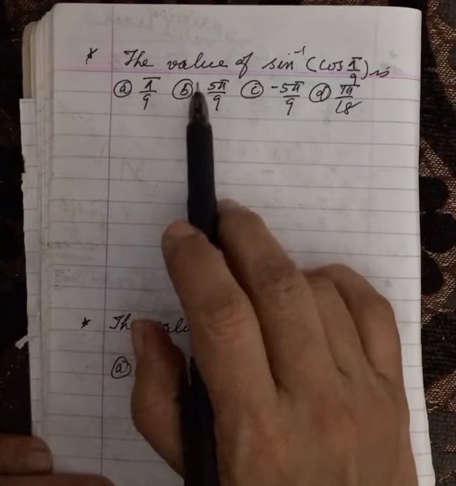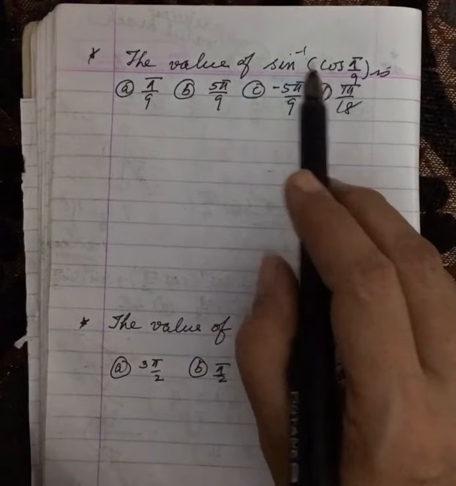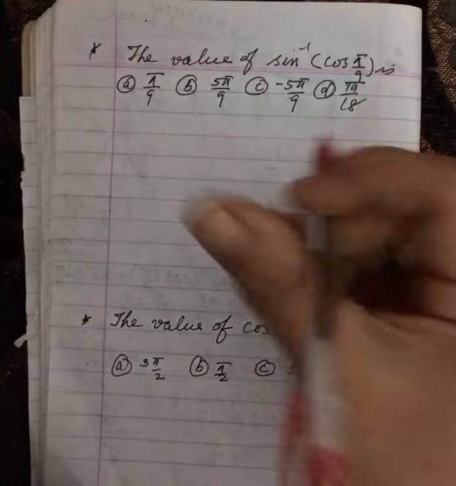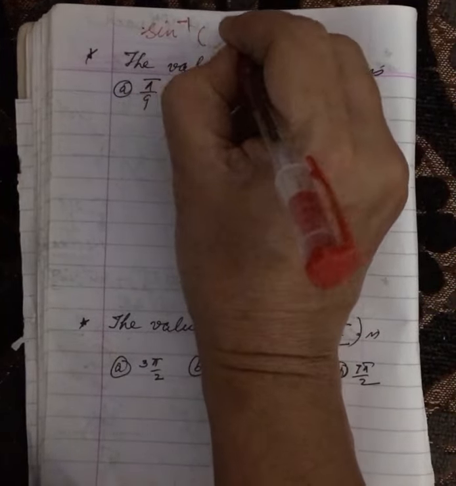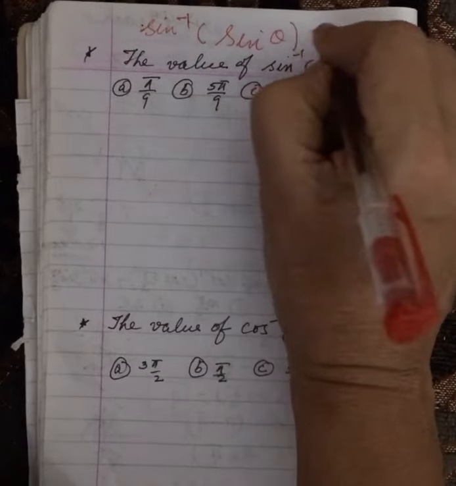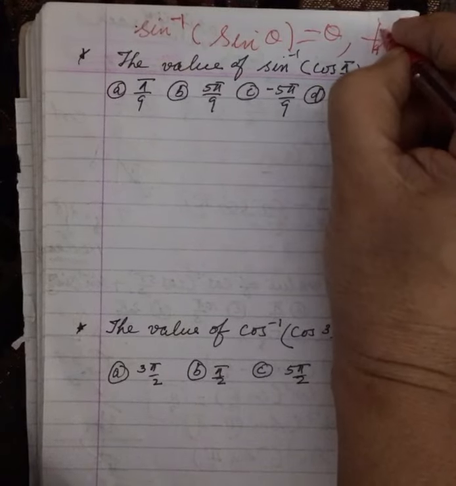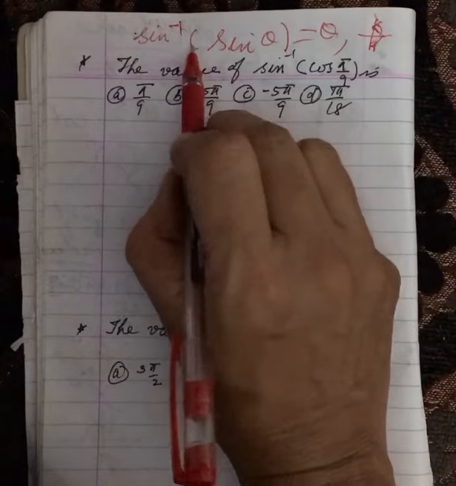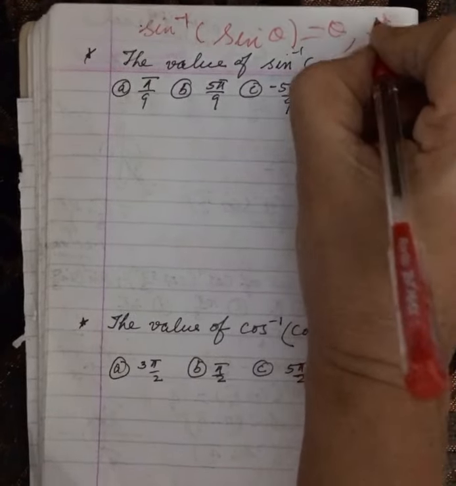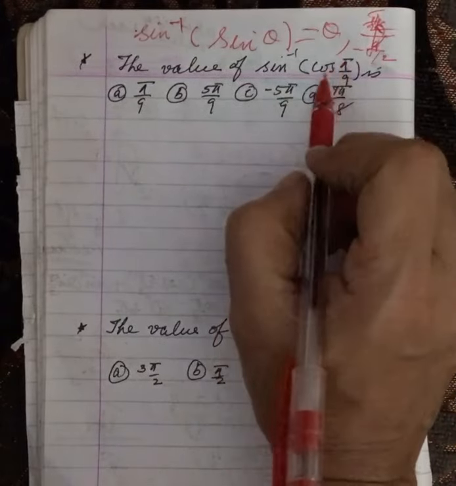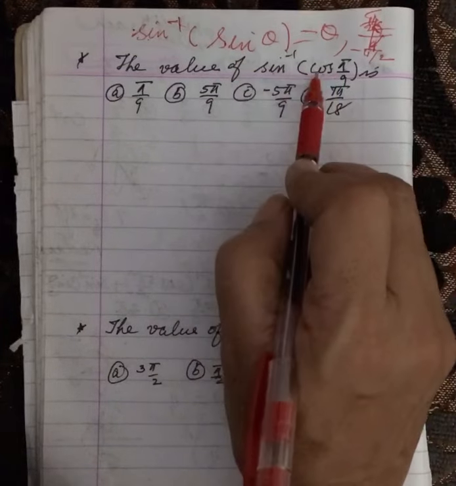So here, the next one is the value of sine inverse cos pi by 9. Sine inverse of sine theta becomes theta. What is the formula? Sine inverse of sine theta equals theta if theta comes in the principal value branch. The principal value branch of sine inverse is from minus pi by 2 to plus pi by 2, right? So sine inverse and sine should come, but here we have sine inverse and cos.